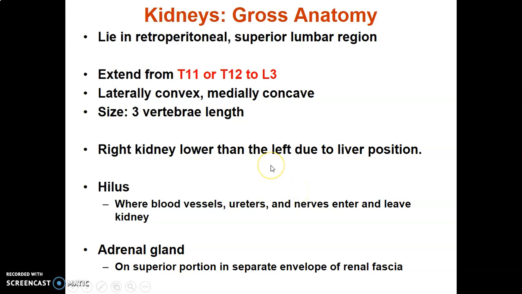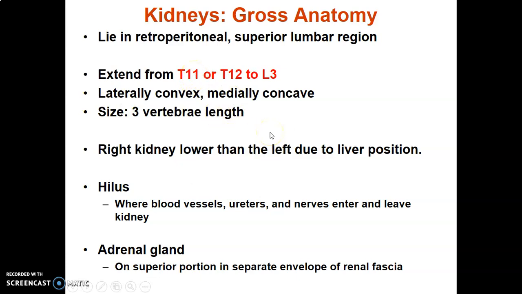The kidney is a retroperitoneal organ. It's in the superior part of the lumbar region. It extends from T11 to L3 or T12 to L3 depending on the side. Remember the right kidney is lower than the left because the liver is above the kidney, so it tends to push the kidney lower. The liver is mainly on the right, so the right kidney is lower than the left. That means the extent of the right kidney superiorly is lower. So it's at T12 to L3, while the left kidney will extend from a higher level, T11 to L3.